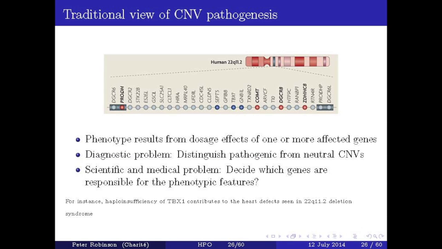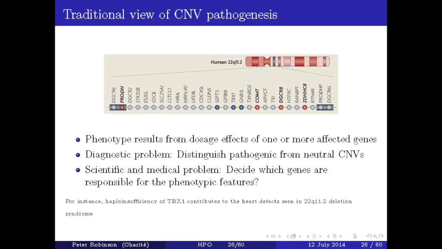This is a CNV, copy number variant. Essentially, this bit here is deleted. Normally you have 2 copies, maternal and paternal. If one of them is deleted, you only have 1 copy, and so you have a haploinsufficiency of all of these genes. You have 50% of the normal gene dosage. And it turns out that some, but not all, of the genes are sensitive to that.